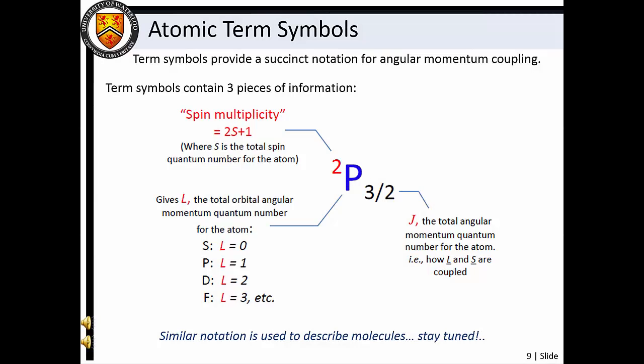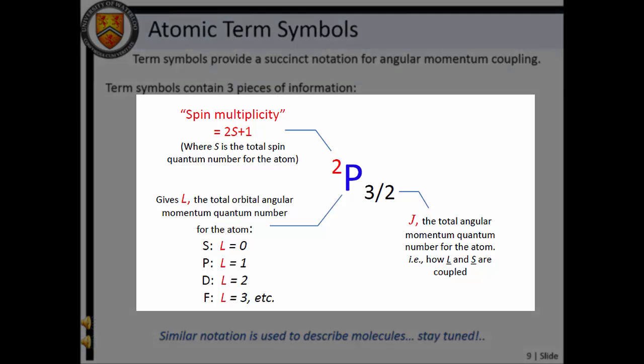At this point, it is becoming apparent that we have to account for several quantum numbers in our quantum state description. Atomic term symbols provide a succinct notation for describing the coupling between the various angular momenta in atoms. Term symbols contain 3 important pieces of information. The spin multiplicity superscript, which equals 2S plus 1, tells us the total electron spin quantum number for our atom. It also tells us how many spin-orbit components the NL state has split into.